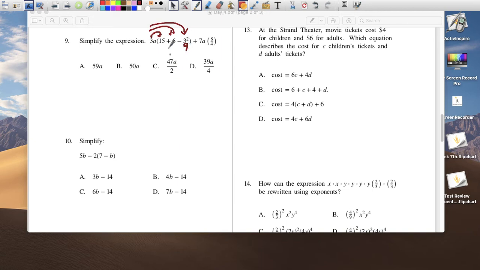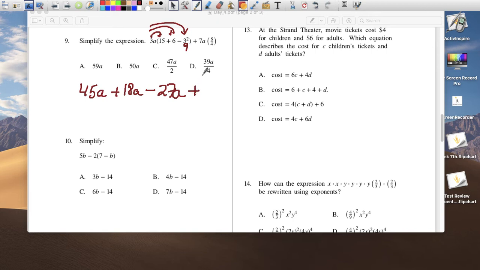So 3a times 15 is 45a. 3a times 6, they're both positive, by the way, so it's plus 18a. Don't throw the a out. And 3a times 9, since 3 squared is 9. 3 times 9 is 27. Oh, sorry. Positive times a negative is a negative. 3 times 9 is 27, and don't forget that we still have an a there.